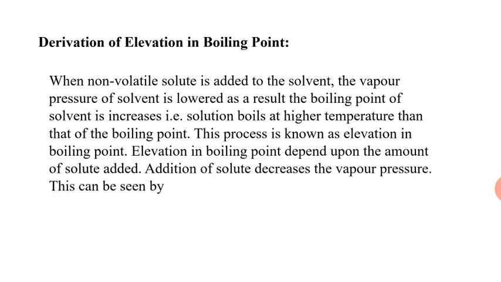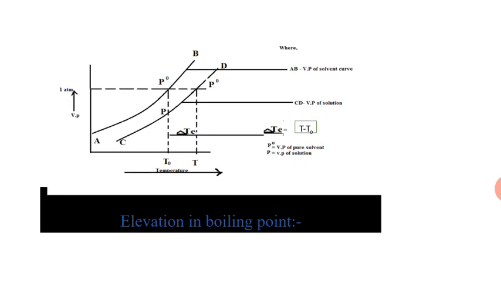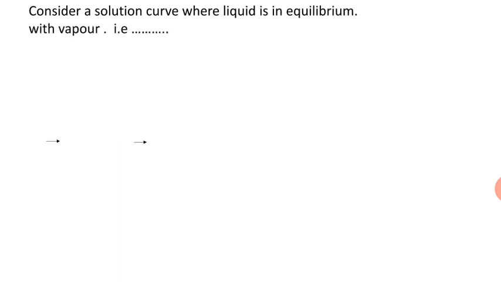This can be seen by plotting the graph of vapor pressure against temperature. Let us see the graph. We have already discussed the graph: it contains curve AB, the solvent curve, and curve CD, the vapor pressure of solution curve. Delta T is the difference T minus T0. P0 is the vapor pressure of the solvent, P is the vapor pressure of the solution. Let us see first the solution curve, where liquid and vapor are in equilibrium.